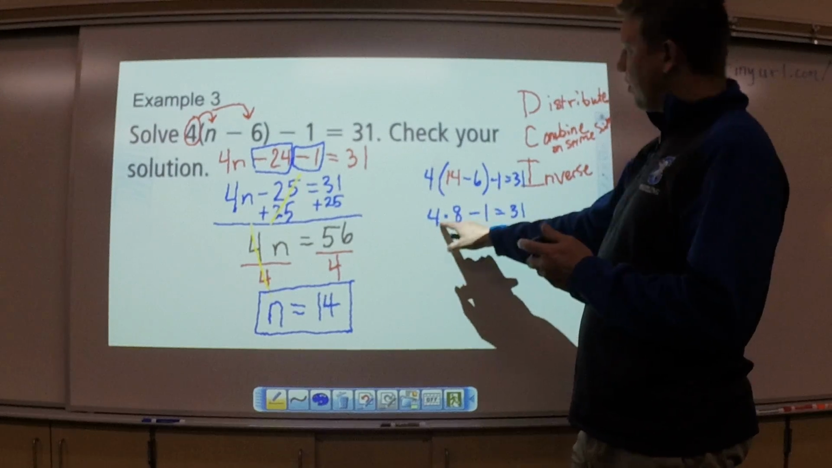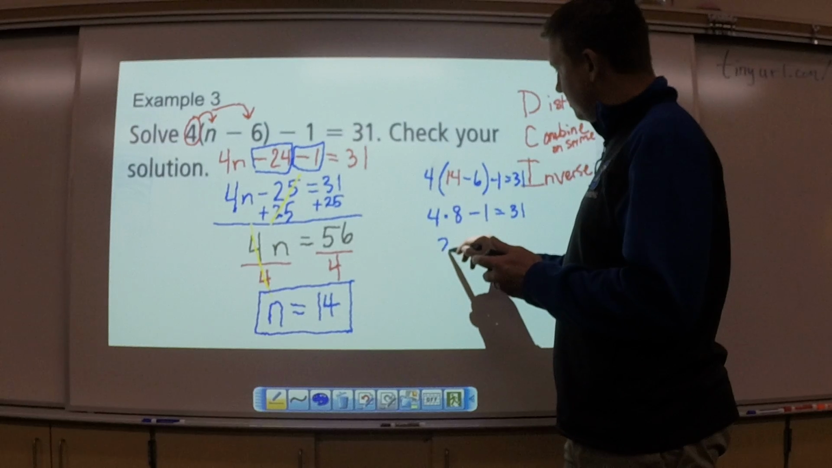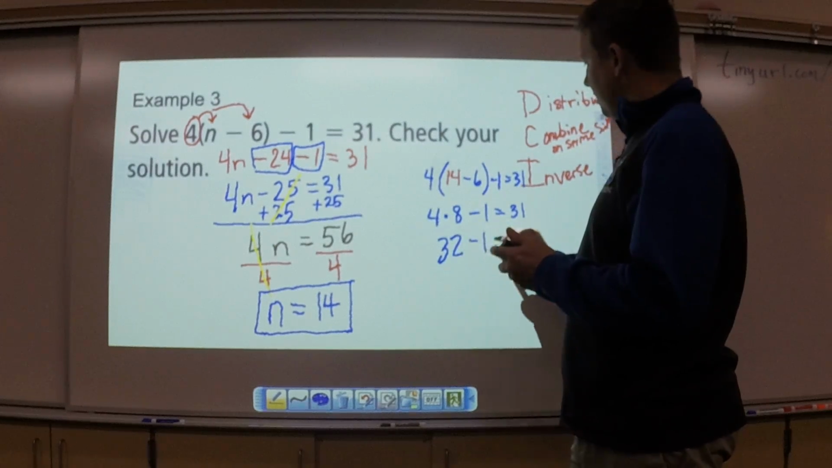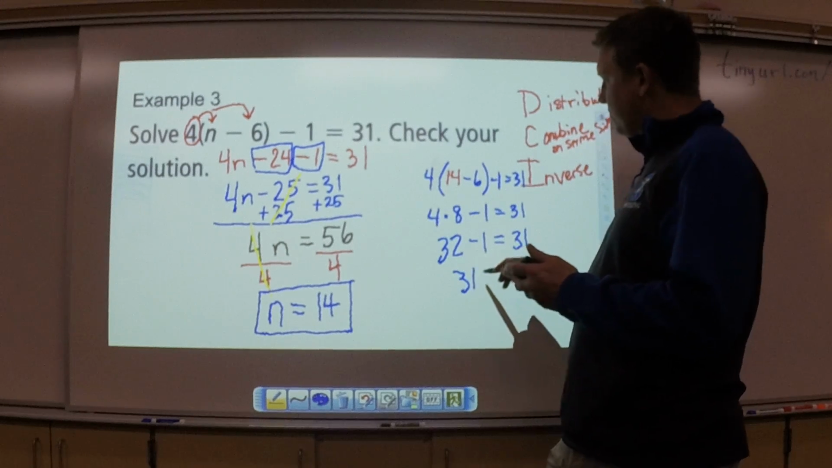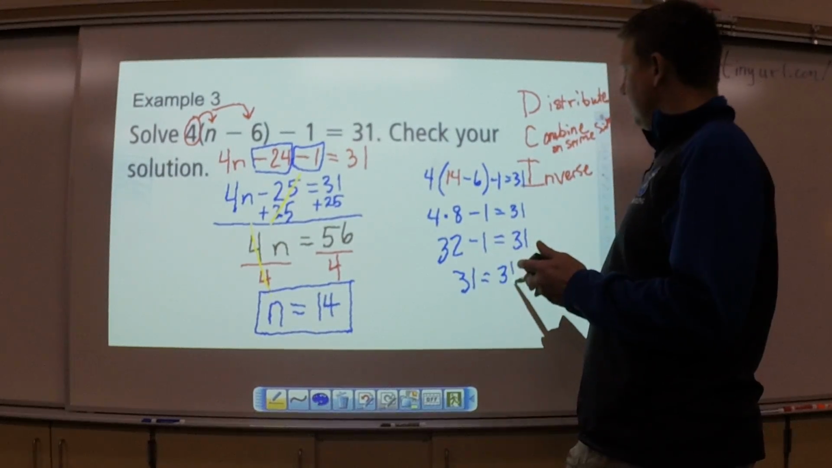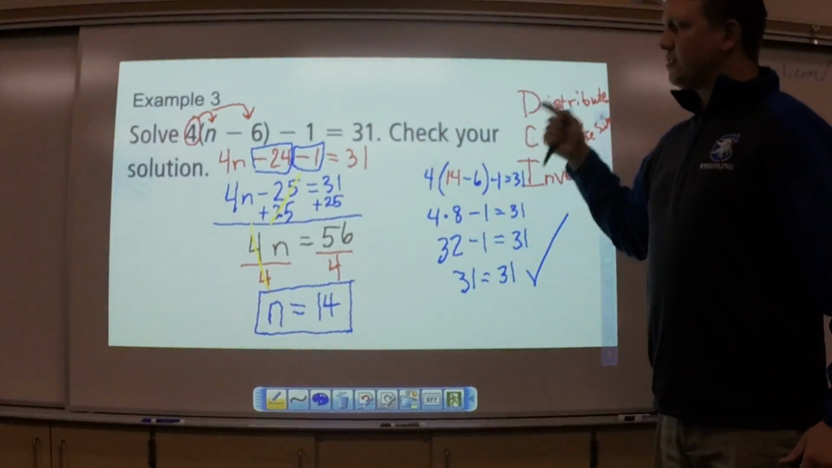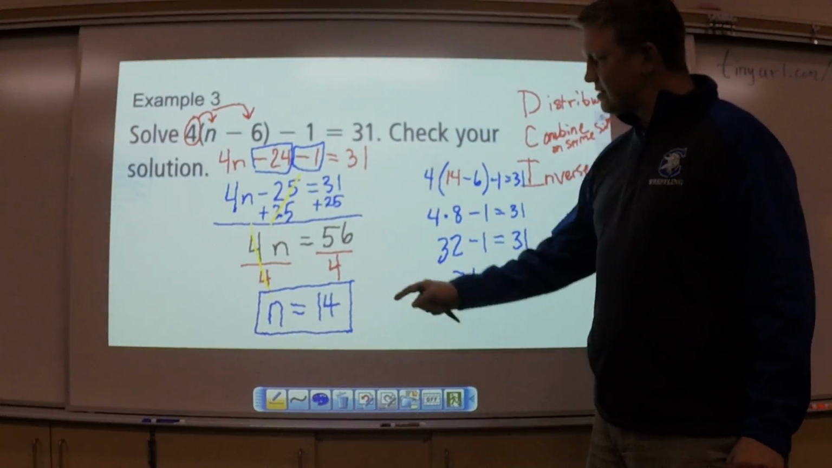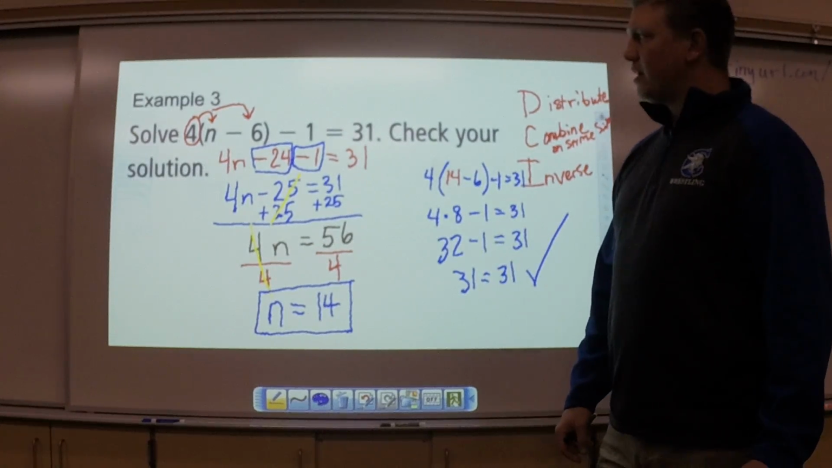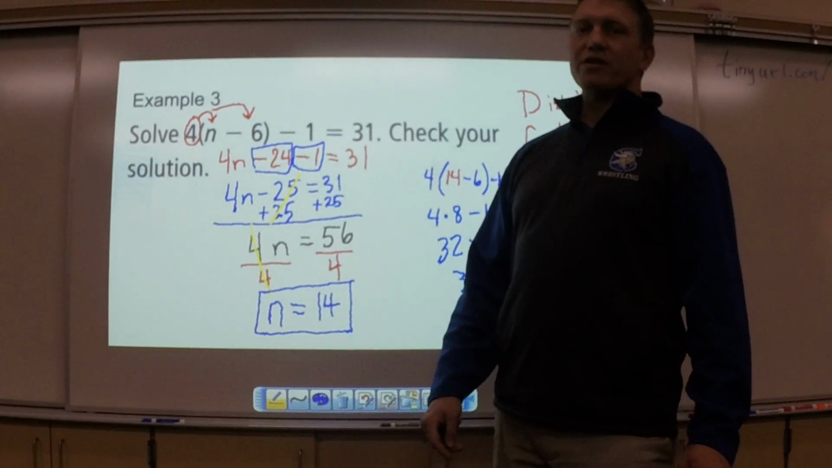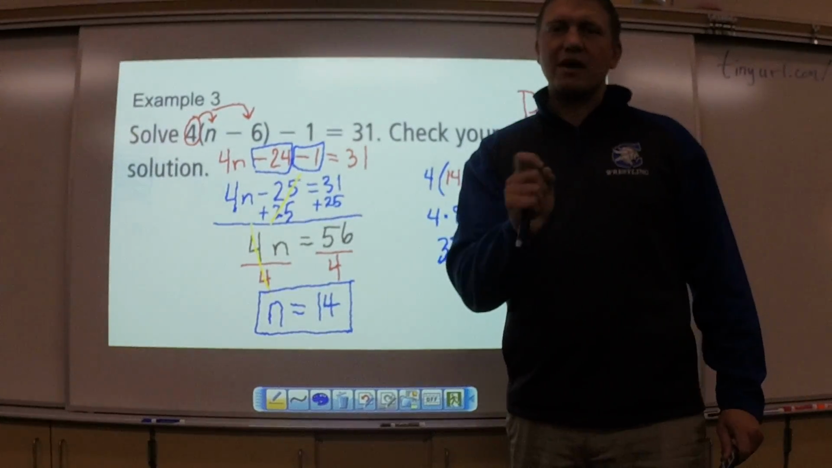And the multiplication always happens first, so 4 times 8 is 32. And then minus 1. Oh, look at that. It does work out as long as you're doing the arithmetic correctly. Check. It does work out. I checked my answer, checked my solution, and this is the only answer to this particular problem. Sometimes equations could have more than one solution, but most equations only have one answer that makes it true.